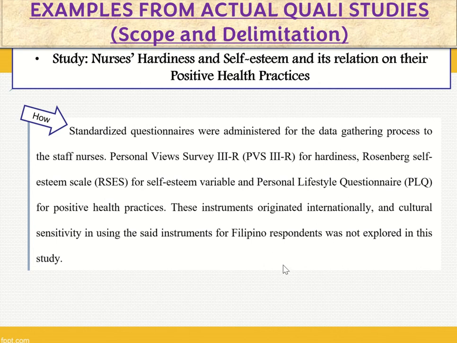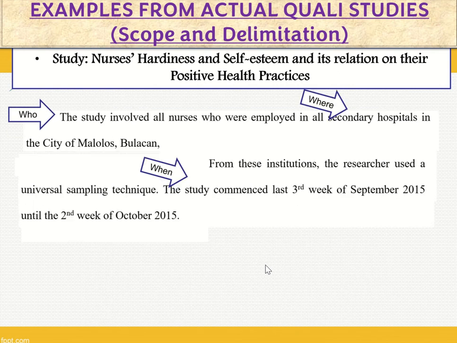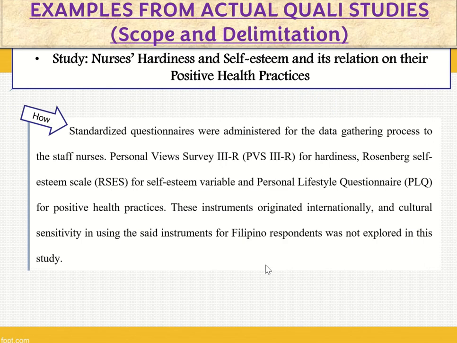And then if you have additional information on how you're going to gather the data, you just include it here under the how and under the scope and delimitation. So again, that is how you're going to write your S&D or scope and delimitation. You have to include the 5 W's and 1 H. What, when, where, why, who, and then how.